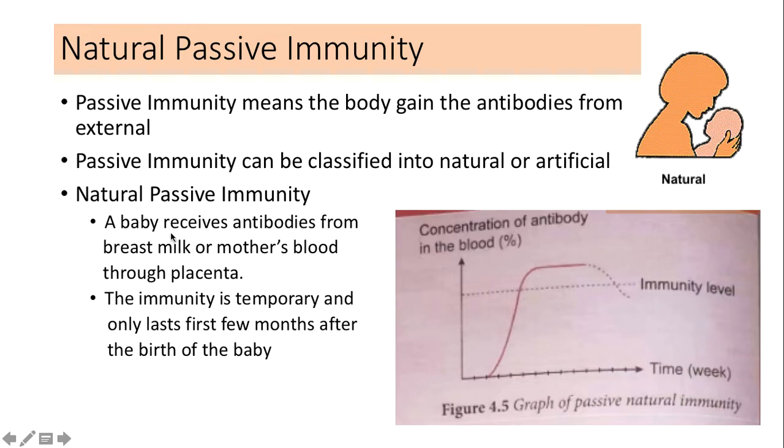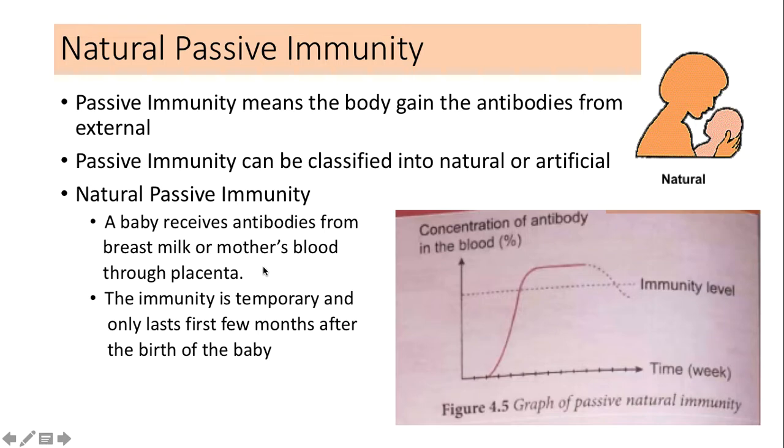Whenever a baby receives antibody from the breast milk or mother's blood through the placenta, that's why it is classified as passive immunity. Sebab apa? Passive immunity means you gain the antibody from the external, right? In this situation, the baby receives the antibody from the mother, either through breast milk or when the antibody crosses the placenta and enters the baby's bloodstream.